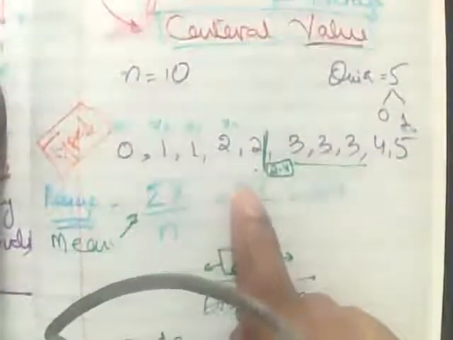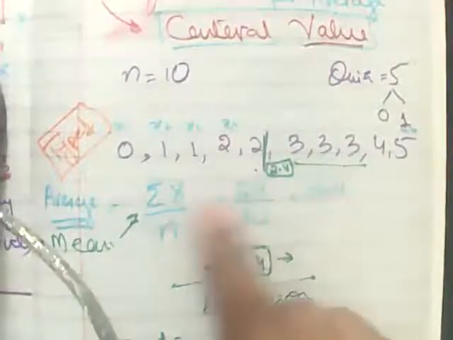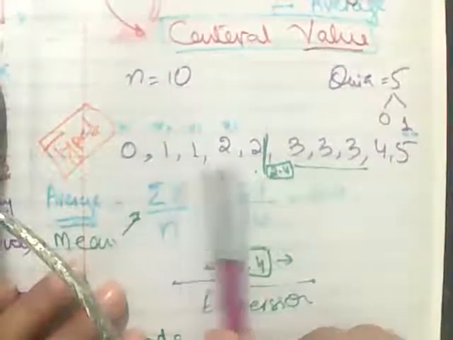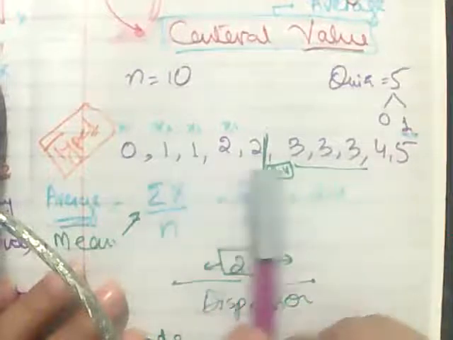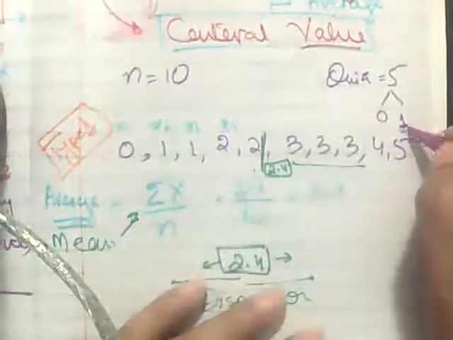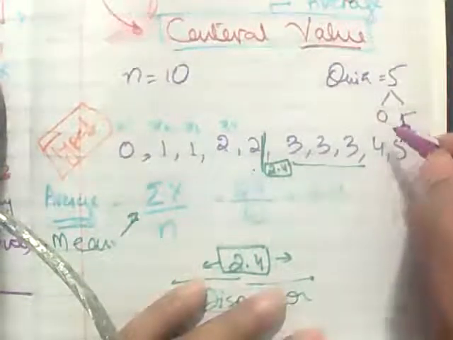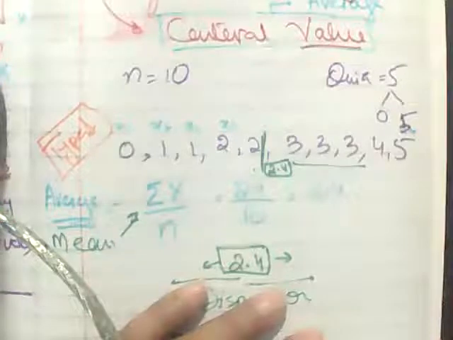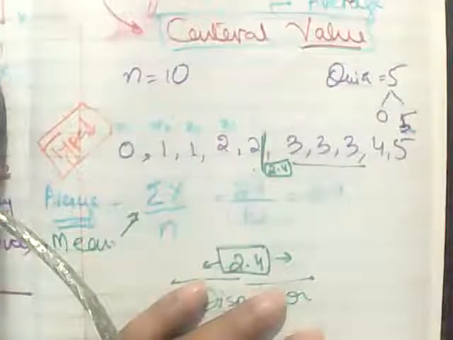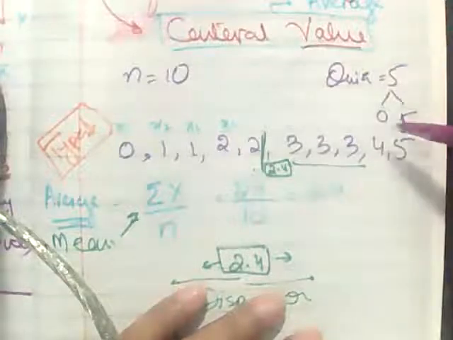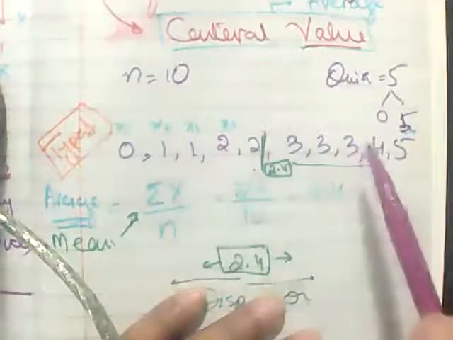For that, I have taken a simple example that there are 10 students, right? 10 students who got these marks in their quiz. Quiz was out of 5 marks. So the maximum marks possible is 5 and minimum is 0. These are the marks which the students obtained, right?